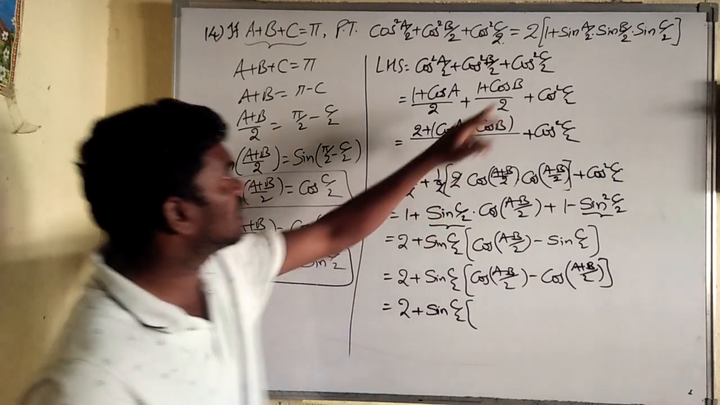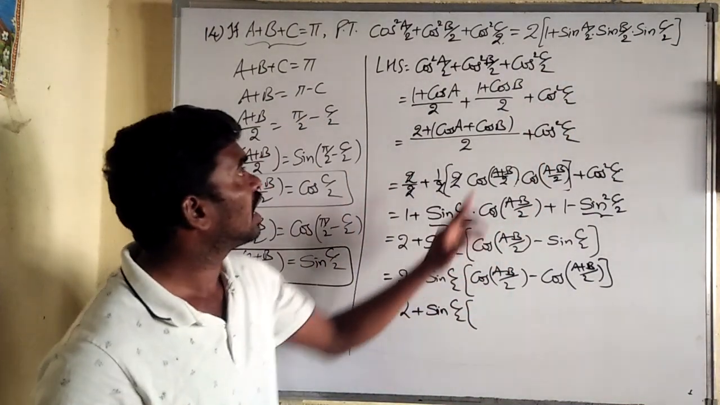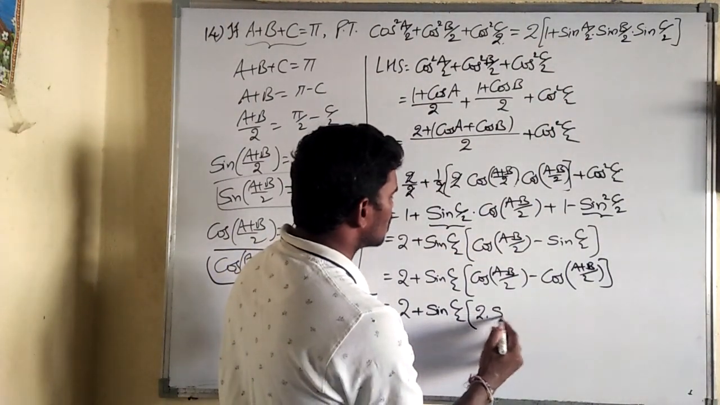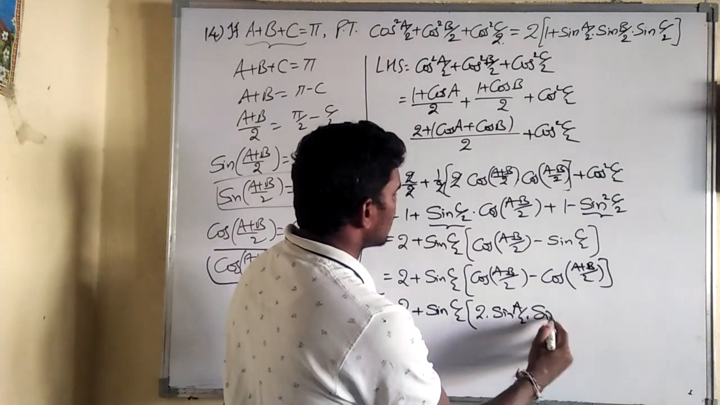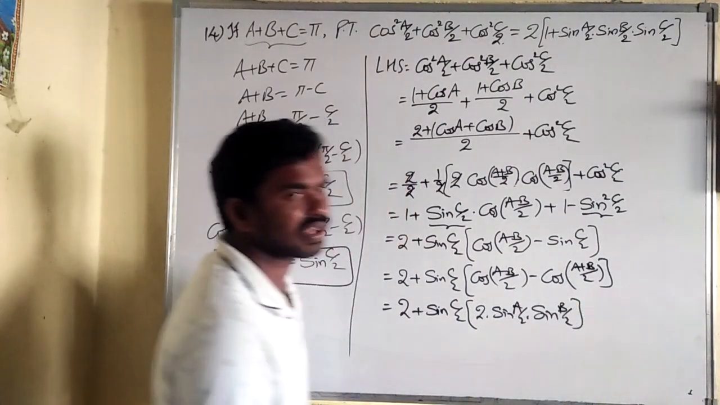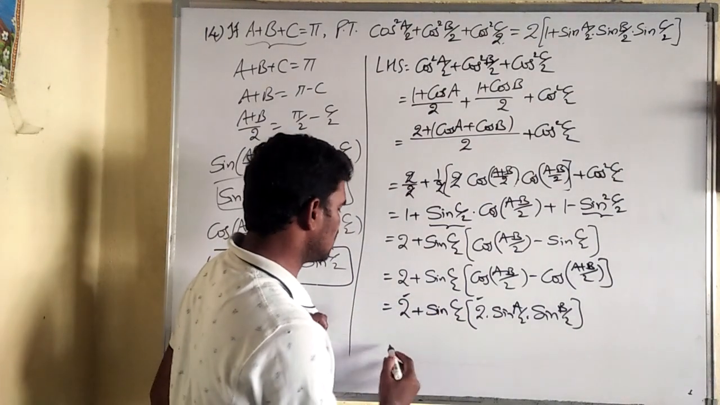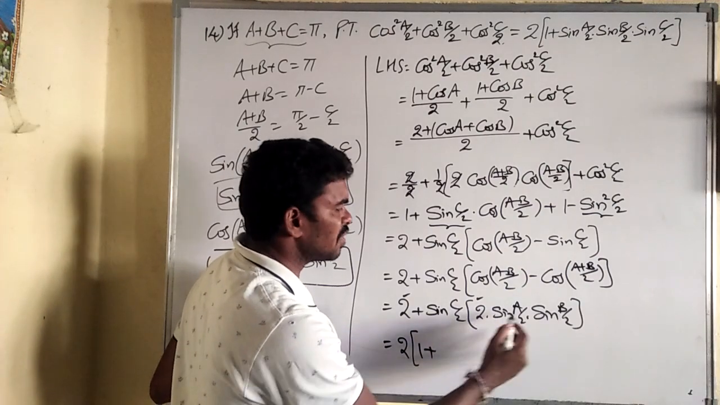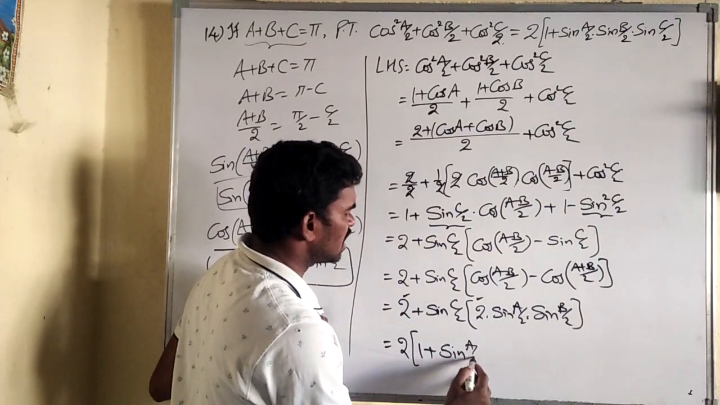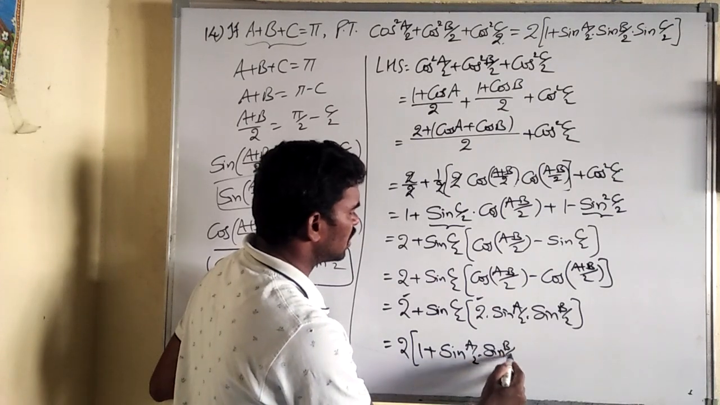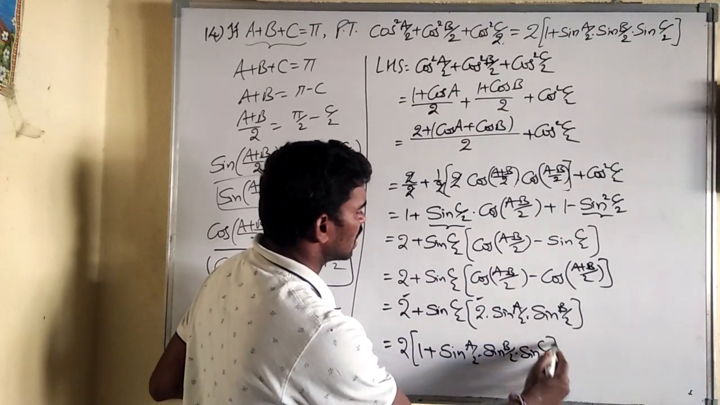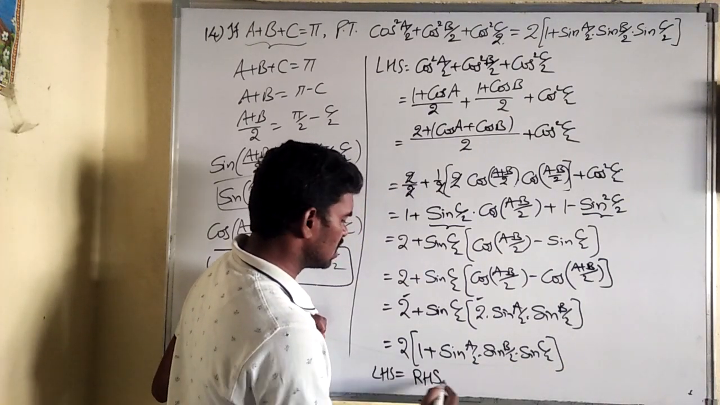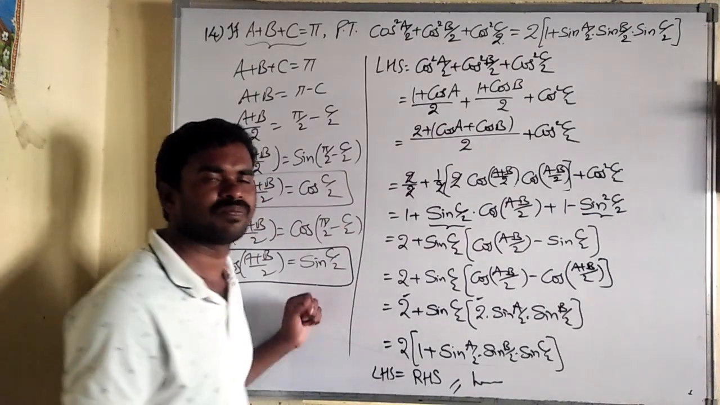What will we get? See here, already sin c/2 term got it, and remaining 2 sin a sin b required. So by simplifying this we get 2 sin a/2 into sin b/2. Okay, directly we can write. So here 2 is there, here 2 is there, so we can take 2 common, then 1 plus sin c/2 into sin a/2 into sin b/2. Then sin a/2 into sin b/2 into sin c/2 is the remaining terms. This is called RHS. Hence proved. This is the solution.